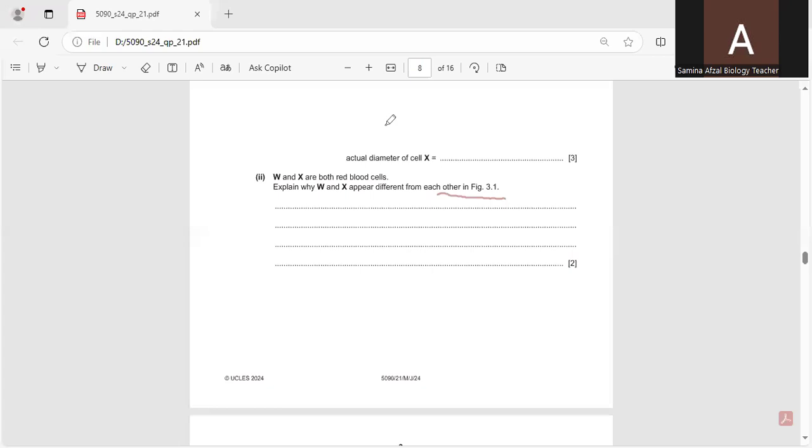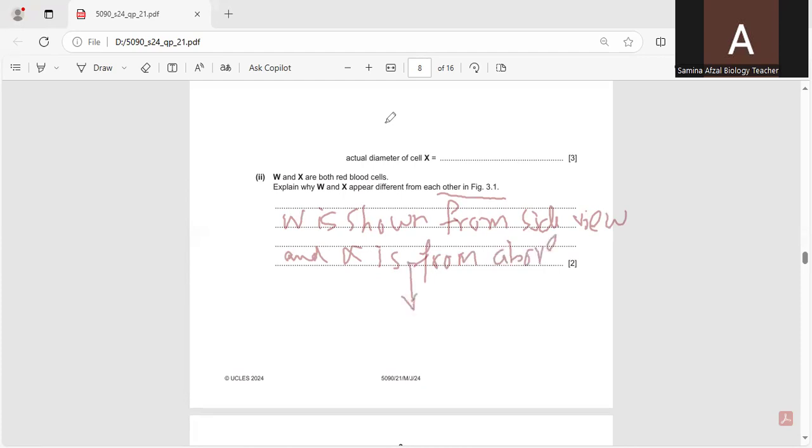So in this way, I would like to say we have to write that W is shown from side view, and X is shown from above. So in this way, they are looking different, but they have the same shape.